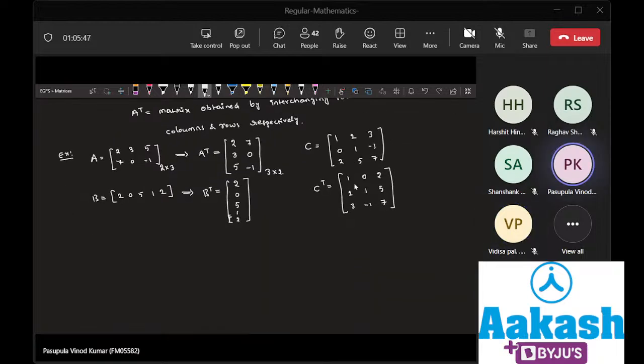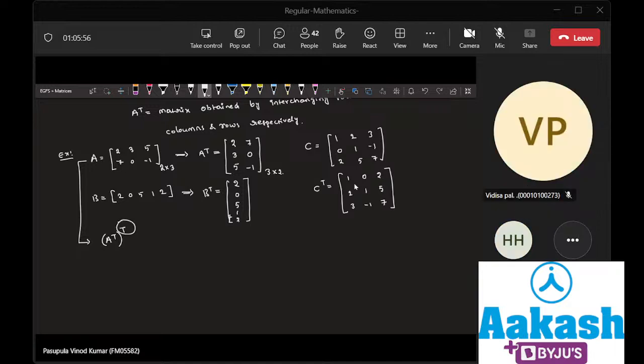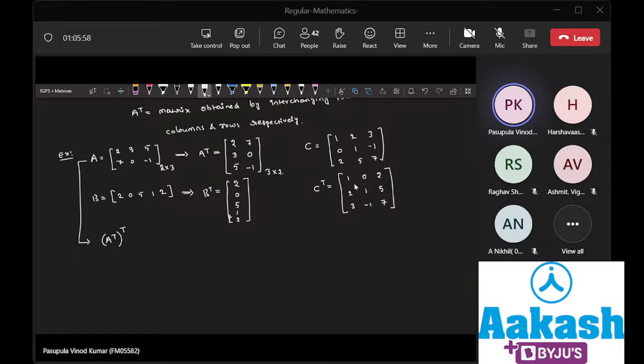Now, here you have A transpose. Can you tell me the transpose of A transpose? Transpose of A transpose, can you tell me what it is here? 2, 3, 5, 7, 0, minus 1. So here, this one is the A transpose.